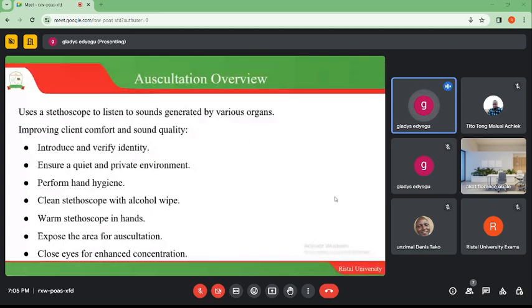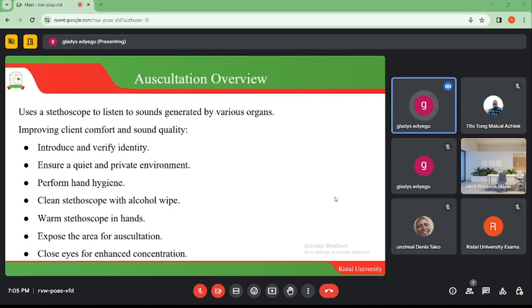And then you warm the stethoscope in your hands. You don't put it on when it is cold. So you warm it so that you don't scare your patient with the cold stethoscope. Then expose the area for auscultation. You don't put it on top of the cloth or on top of the sheet. So you expose the area that you're going to auscultate. Then you put either the diaphragm or the bell, connect your earpiece and listen to the sounds.